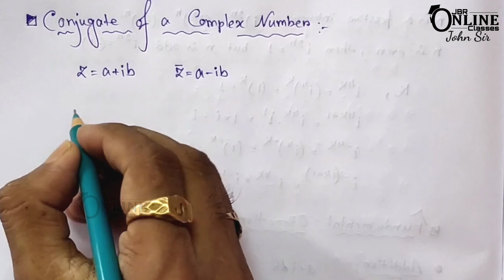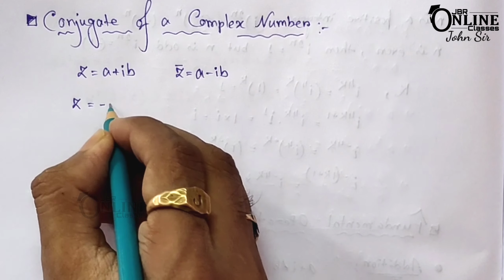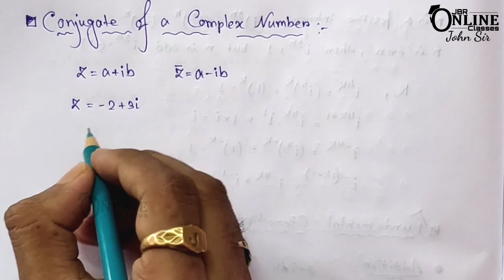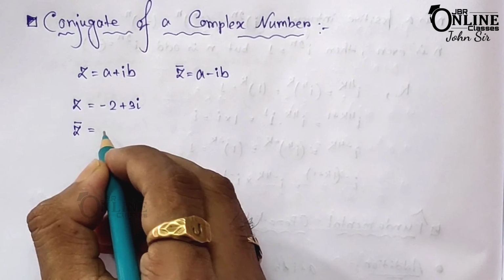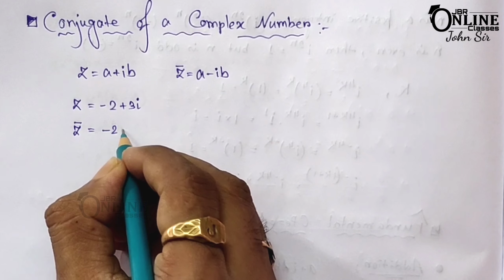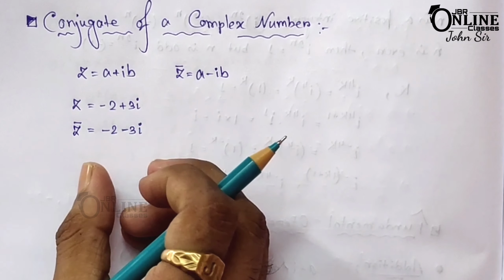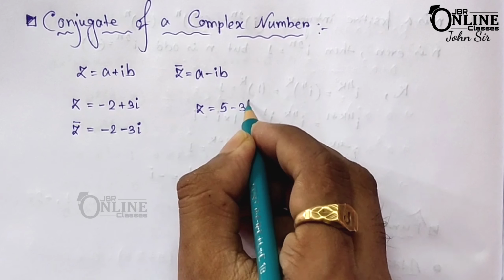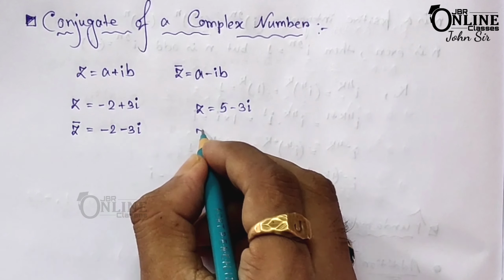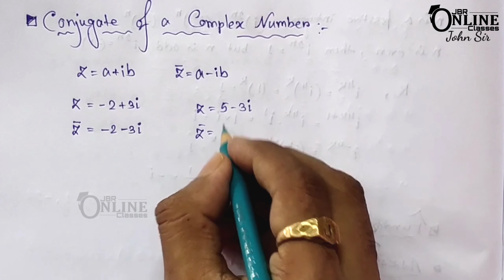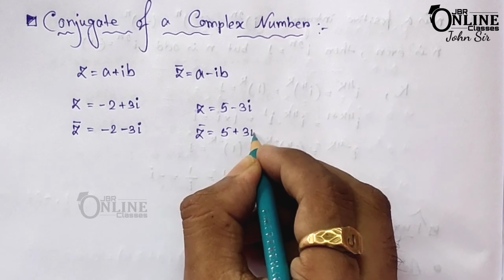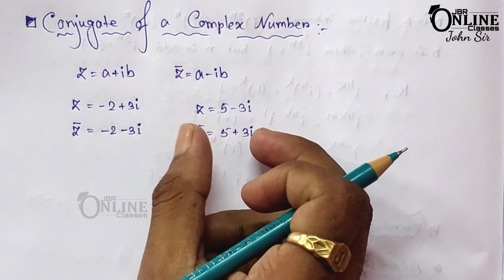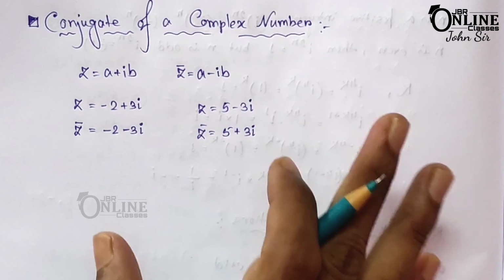As an example, suppose z equals minus 2 plus 3i, a complex number. Then the conjugate of z will be minus 2 the same, and here you write minus 3i. Another example, suppose 5 minus 3i is a complex number, then the conjugate of this will be 5 the same, and here plus 3i.